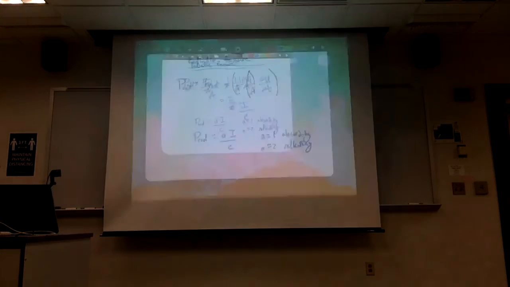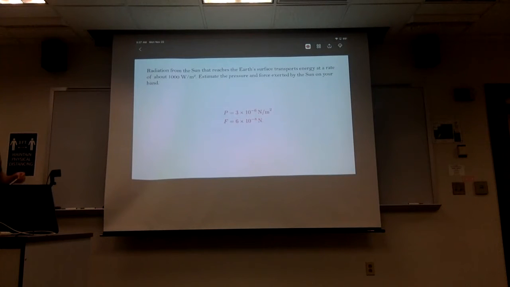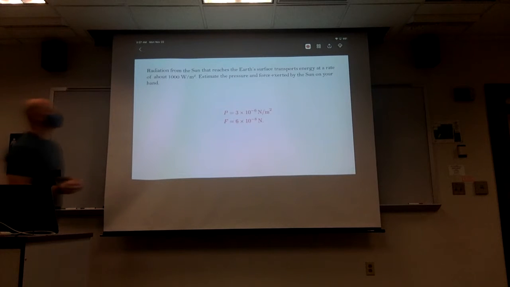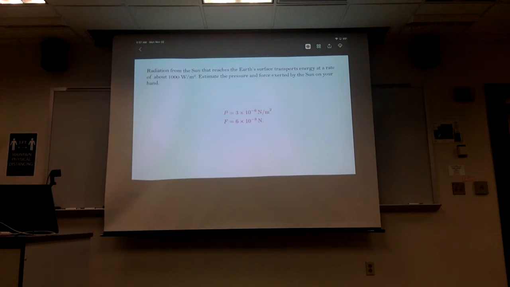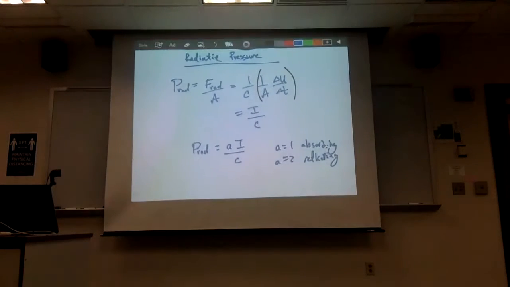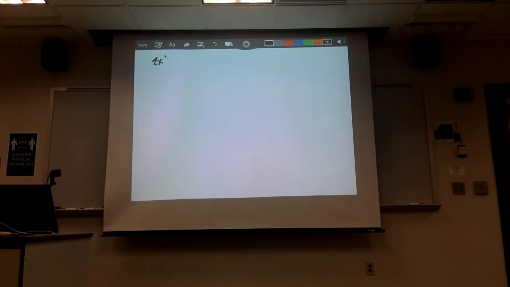So let's look at an example. My example says we have radiation from the sun that reaches the Earth's surface, transporting energy at a rate of 1,000 watts per meter squared. From there, I want to estimate the pressure and the force exerted on me, or more particularly my hand, by the sun. So let's draw our picture. Here's the Earth, and here I am standing on top of the Earth. And here's my hand. It's more like a catcher's mitt, but anyways, that's my hand.